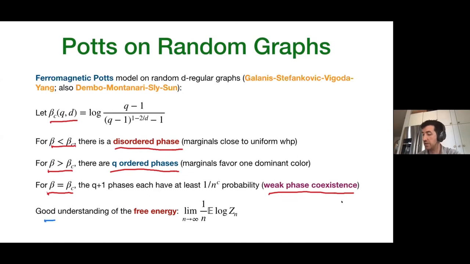They gain a good understanding of the free energy. And so what is that? You take the logarithm of the partition function for the graph on n vertices, take an expectation over the randomness in the graph, divide by n, and take a limit. This is the free energy. And if you have a good understanding of the free energy, you can derive results on the phase transition like this.